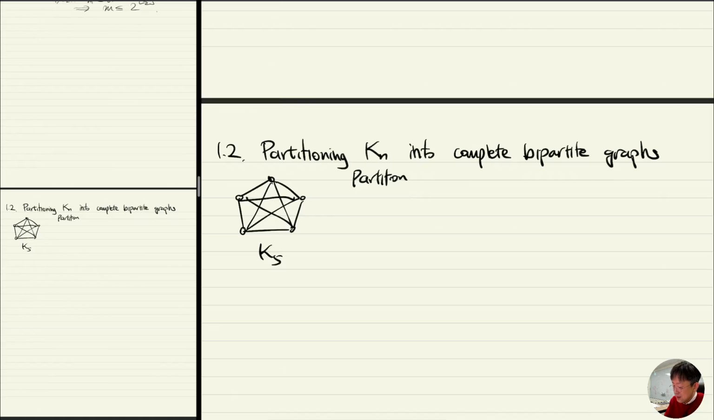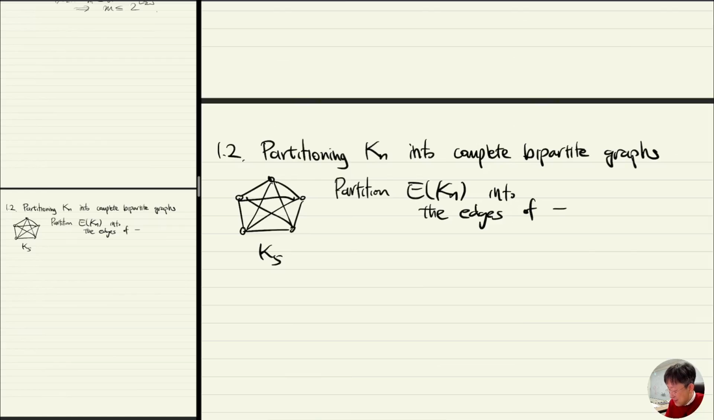All right. Partition the edges of Kn into the edges of the complete bipartite graphs. How can I do it?